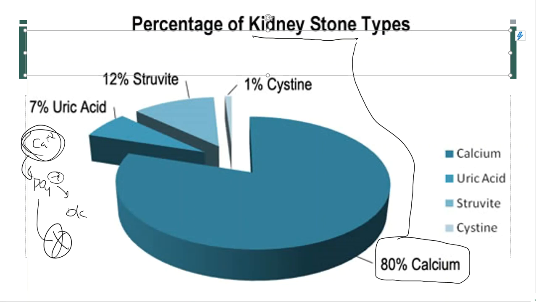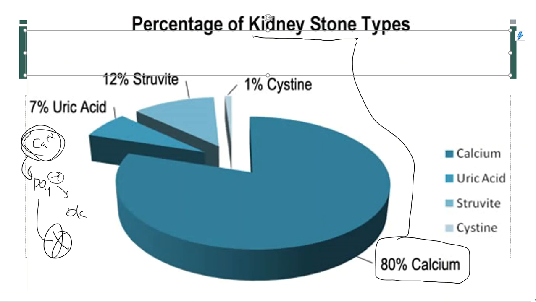80% of kidney stones are calcium-based, which means that your body has used extra calcium to make the stone. And this could have been prevented if you limited your food and beverage intake of the calcium or the phosphates, because they're related to it as well.